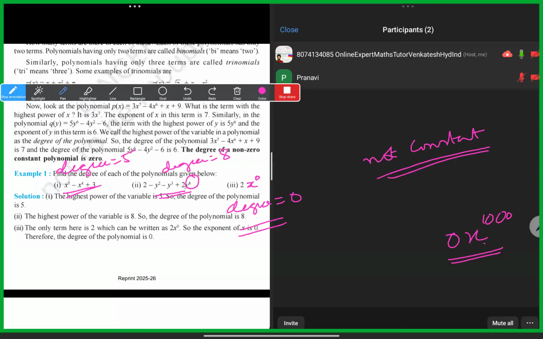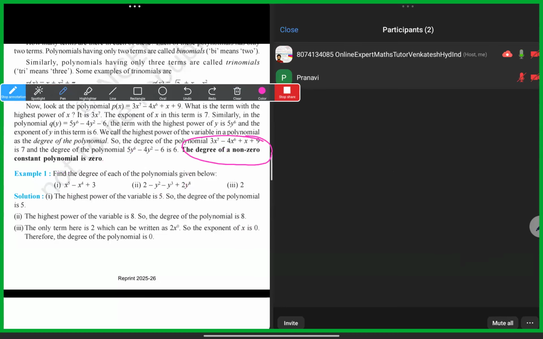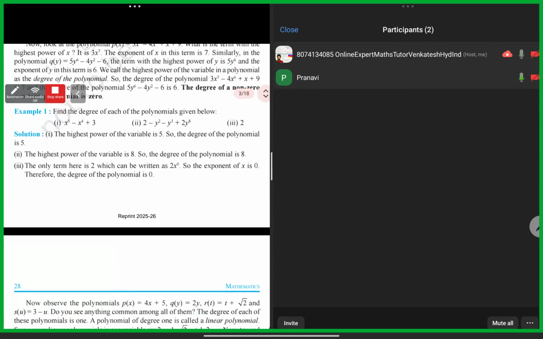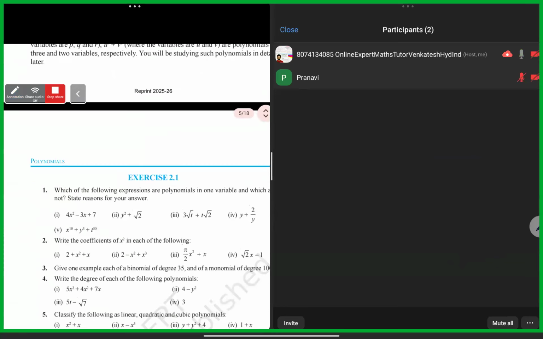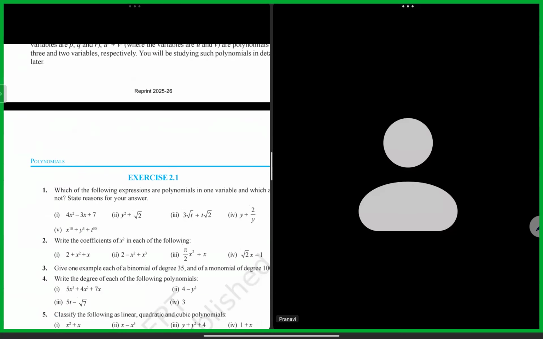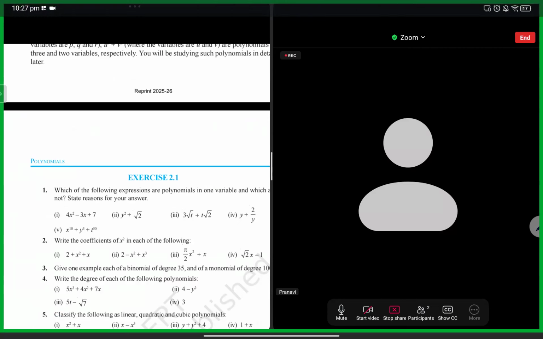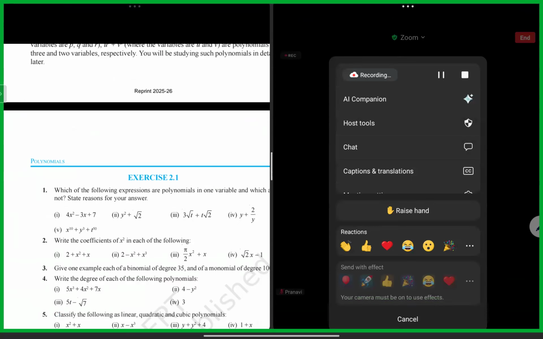That's why here I just collected it: the degree of a non-zero constant polynomial. It's non-zero because if 0 is there as a constant, it will become a zero polynomial, but not a constant polynomial. Yes, sir. Okay. We're going to start the exercise next class. Yes, a small introduction of zeros we will check.